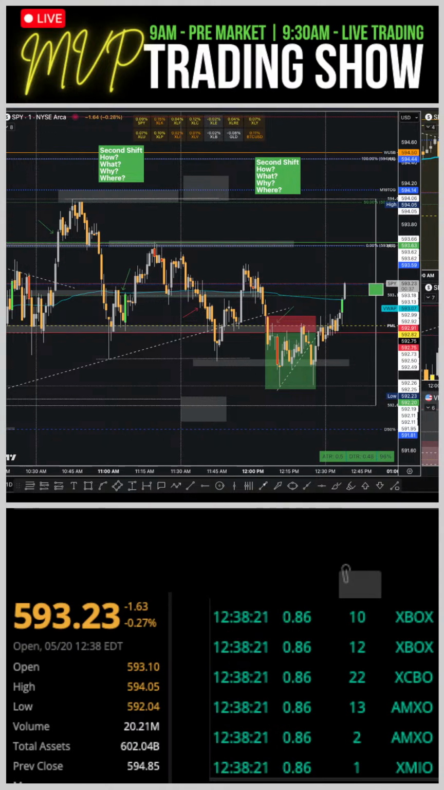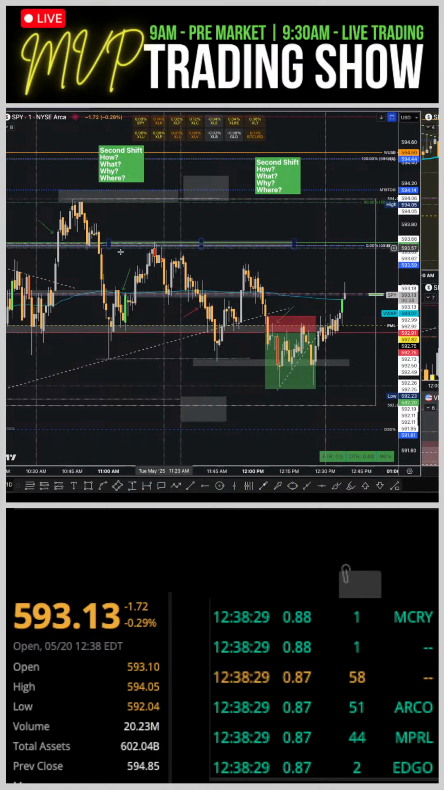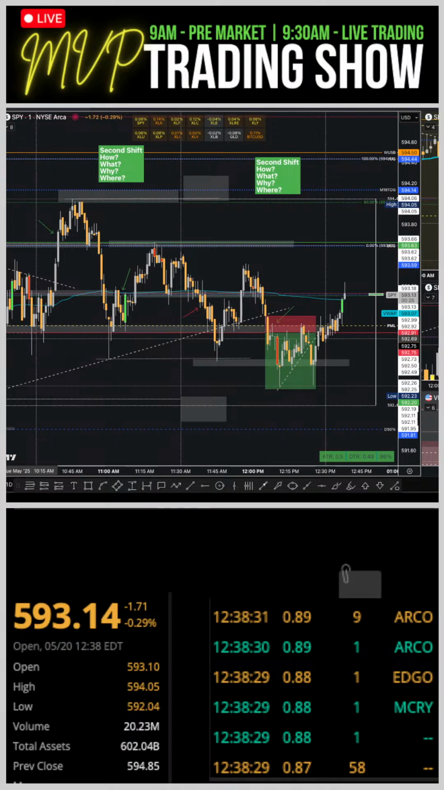Exit from puts. Great job on the exit, Vinkat. So we're seeing this pump right here. That pump coincides with that break at that 1792. If you took that pump to the upside, great job. Again, these conditions are very easy to overtrade. So do yourself a favor and see how many trades you took up until this point.